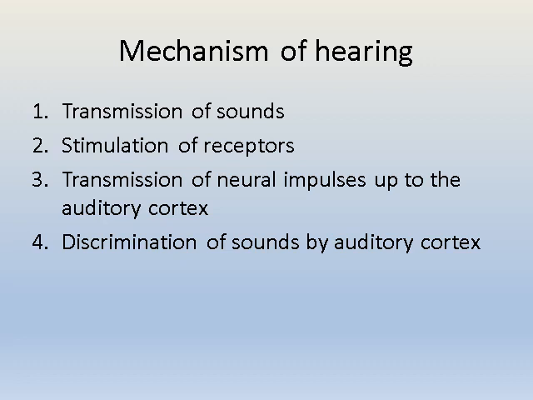So now we can divide the mechanism of hearing into four main steps. Number one, the transmission of sounds along the outer, middle, and inner ear. This is followed by stimulation of receptors at the inner ear. Then transmission of the neural impulse up to the auditory cortex. This is also called the auditory pathway along the central auditory nervous system. And finally, discrimination of sounds by the auditory cortex. These four steps will be further explained in details by the next otology lecture.